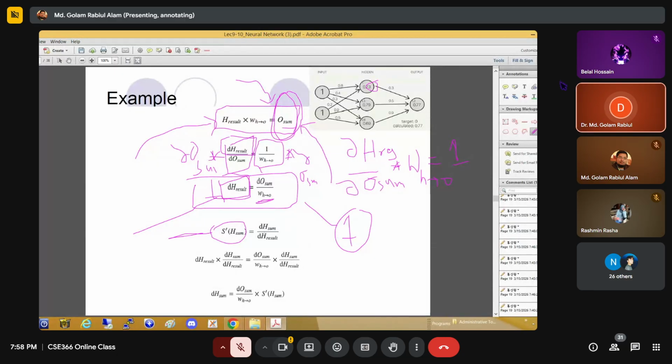Okay. Now, what we have to do, delta hidden sum by delta hidden results, this one, we have to multiply both sides of equation 1 by this one, that is delta hidden sum by delta hidden results. So that means this side we have to multiply with delta hidden sum by delta hidden results.